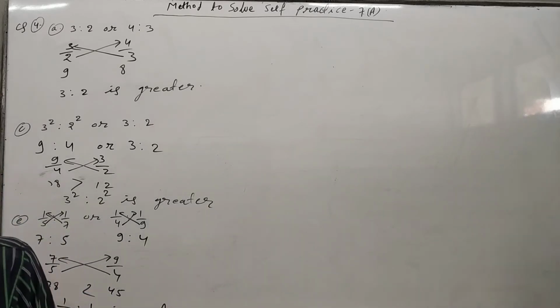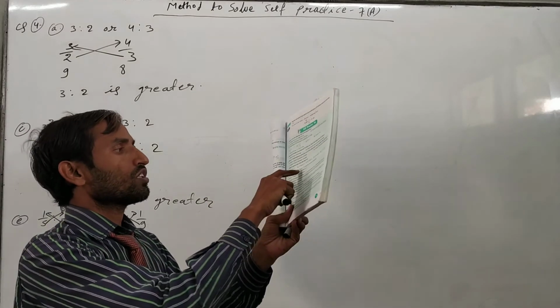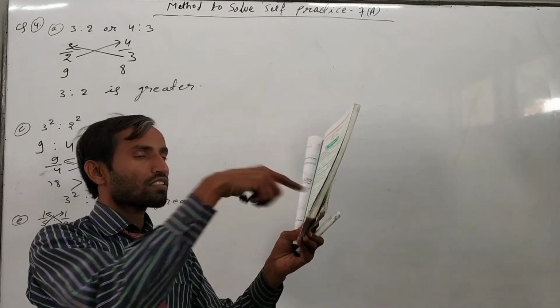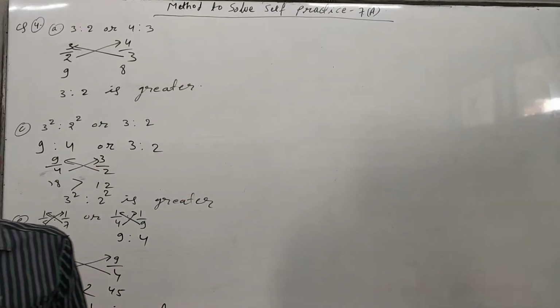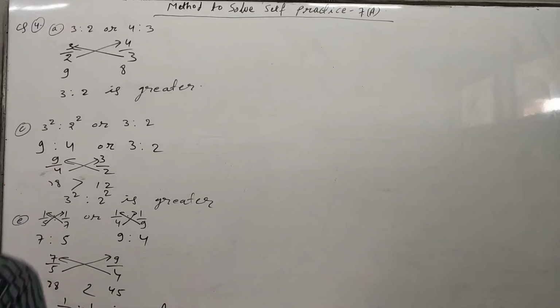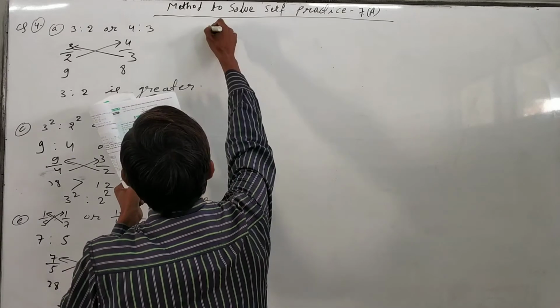Now we have to do question number 5. Just read the question number 5. How do we solve question 5? Write the ratios in order from least to greatest. Again we have to check which is greater and which is smaller. So first of all, just write down question number 5 like this.